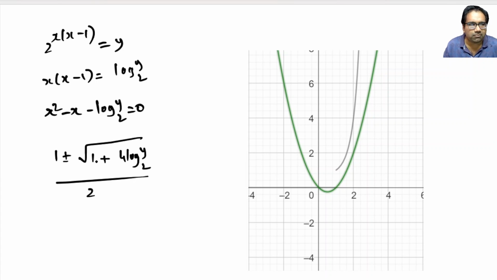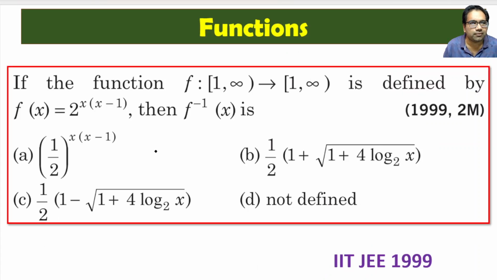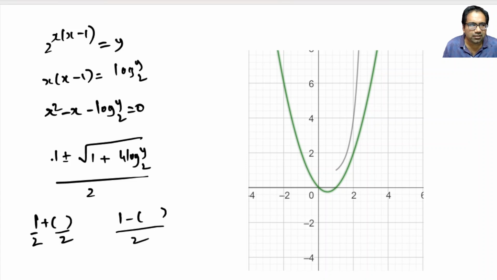So basically we have (1 + √(1 + 4 log₂y))/2 and (1 − √(1 + 4 log₂y))/2. We have 1 plus this thing, by 2, and 1 minus this thing, by 2. Now which one to take? Here, f maps from [1, infinity) to [1, infinity). What does that mean? f inverse should also map with the domain 1 to infinity and the range also 1 to infinity.